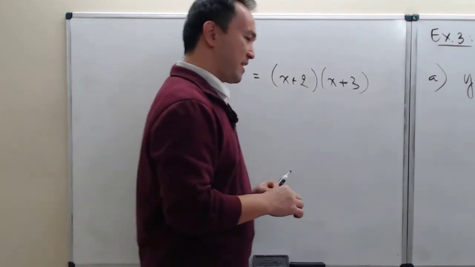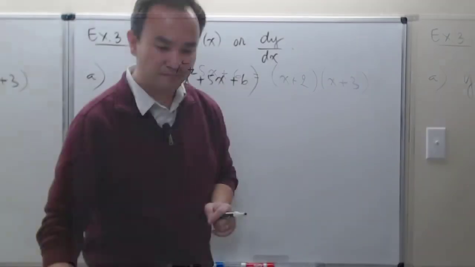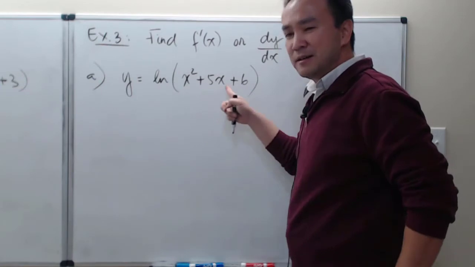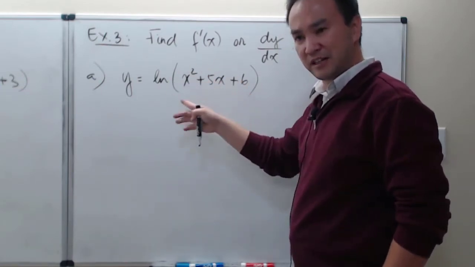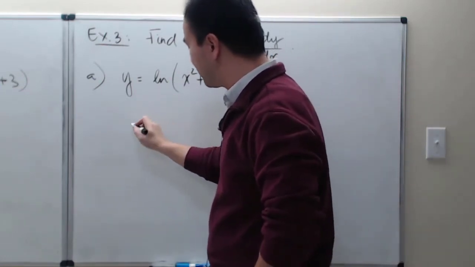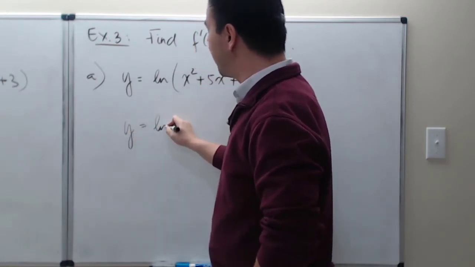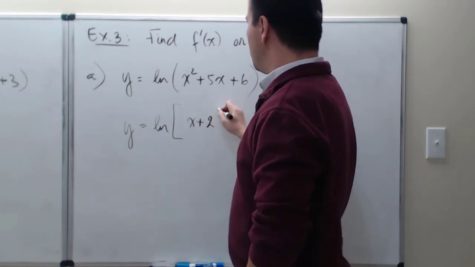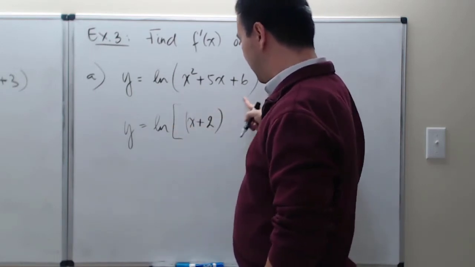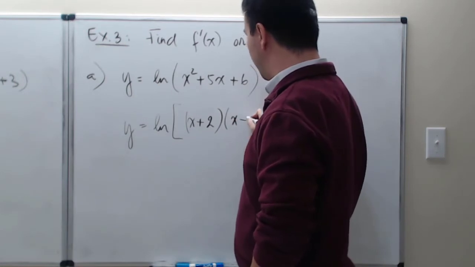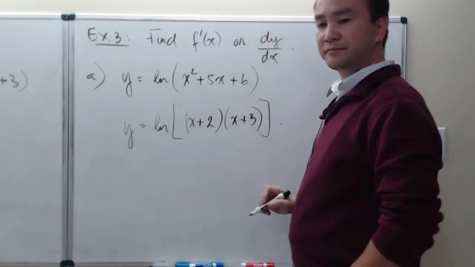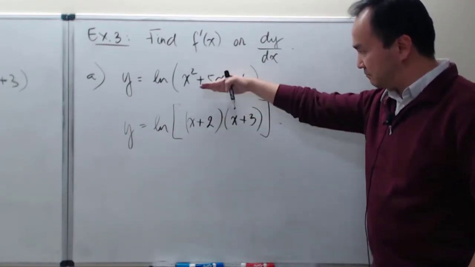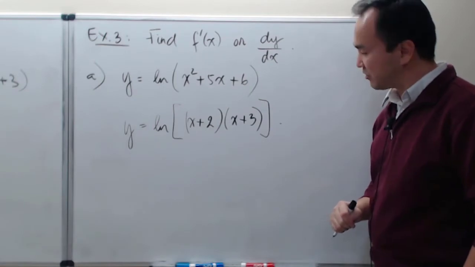So now, how is that useful in our problem here? I'm not talking about taking the derivative or anything like that yet. I'm just manipulating or playing around with the algebra of our function. So now I can rewrite my natural log as the natural log of the product of x plus 2 and x plus 3. That's a different way of looking at my function right here.